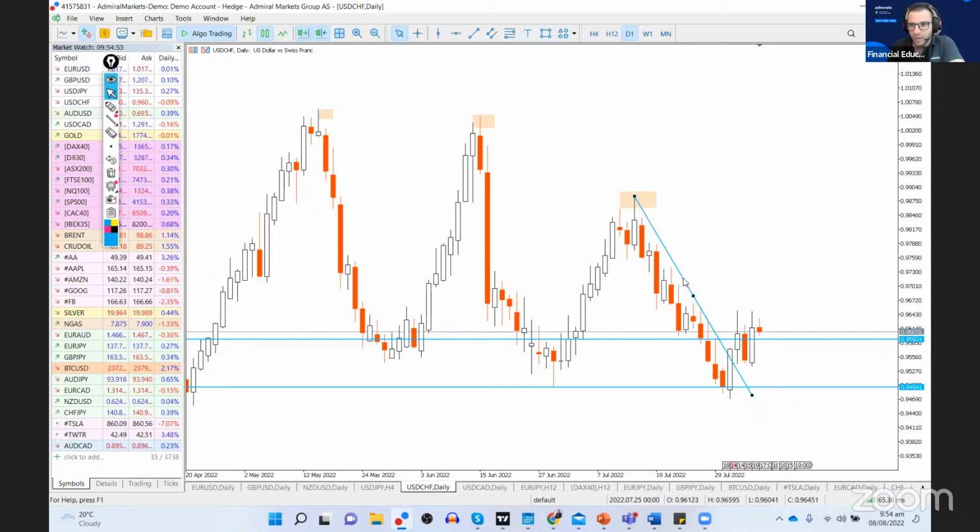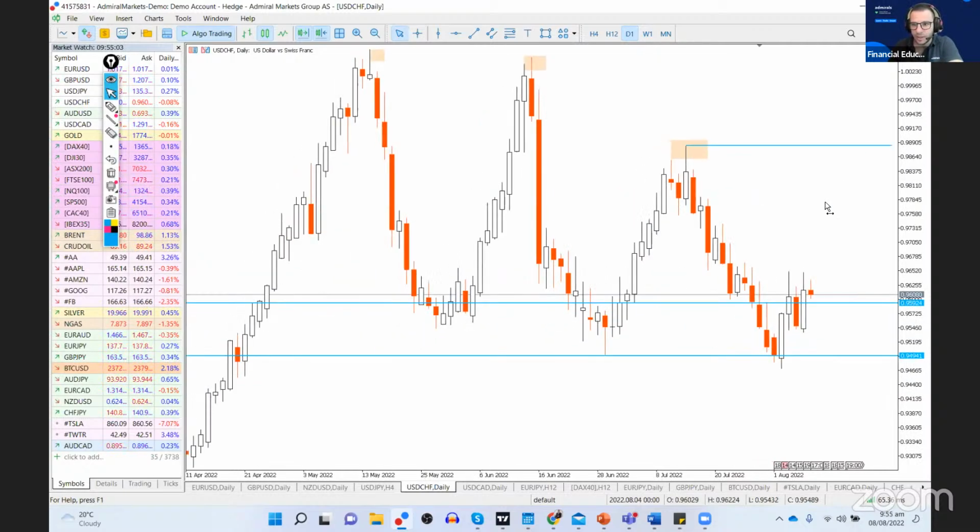Now this trend line is not valid because it has been broken for more than 2 days in a row. And we can keep an eye on this resistance. That's a resistance area.